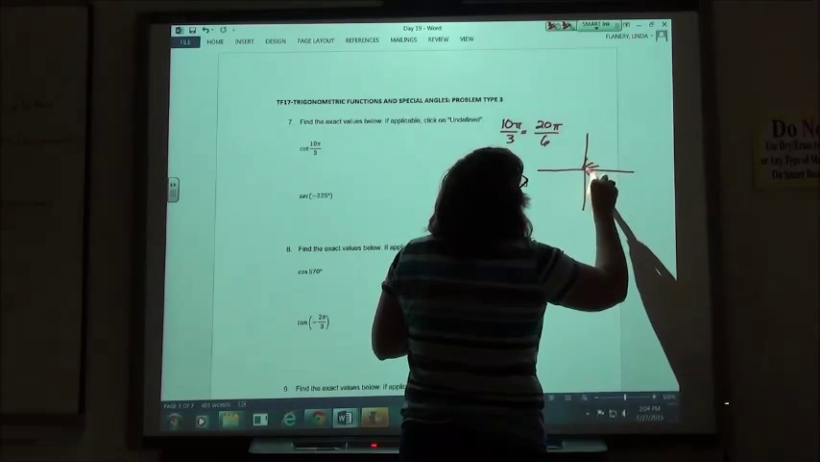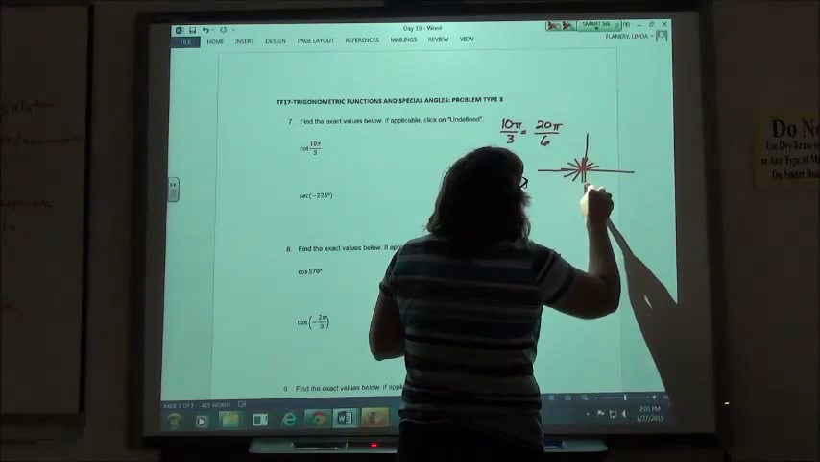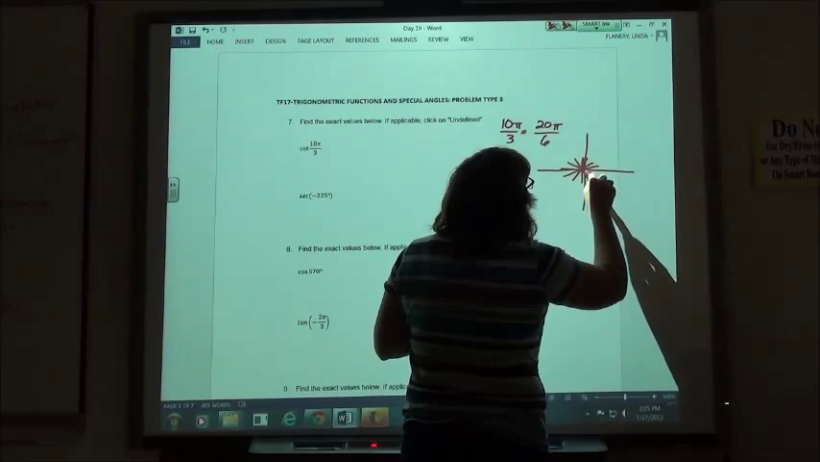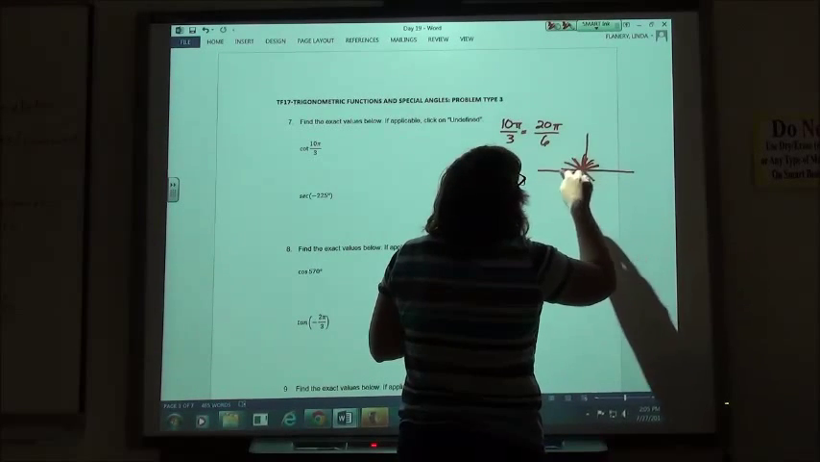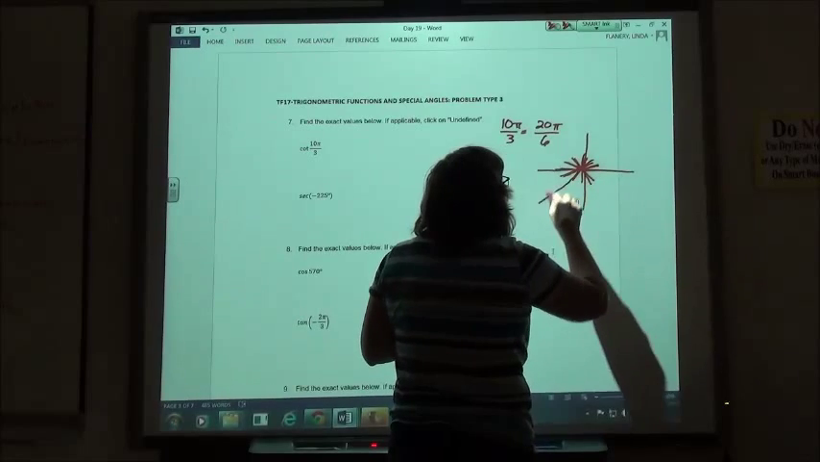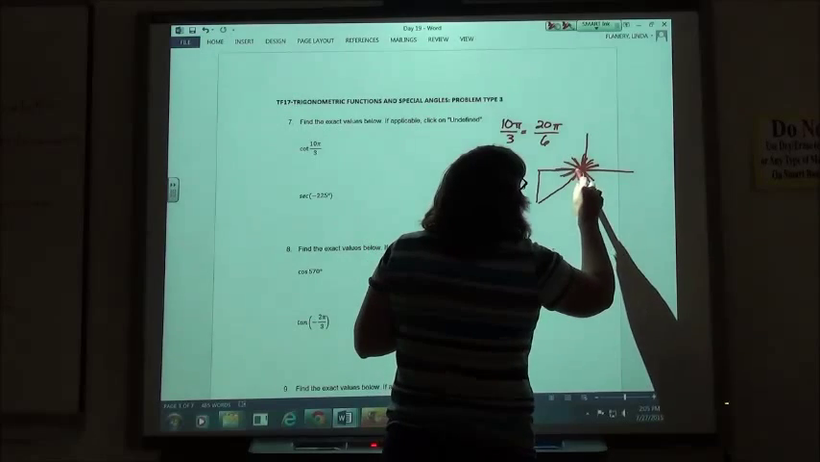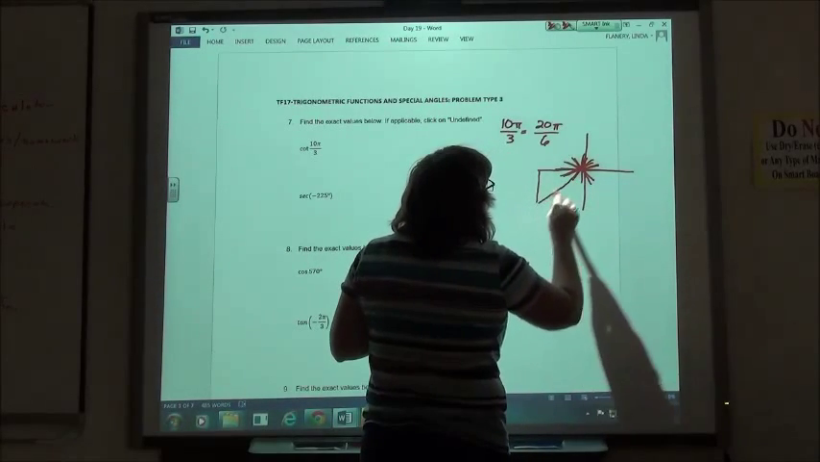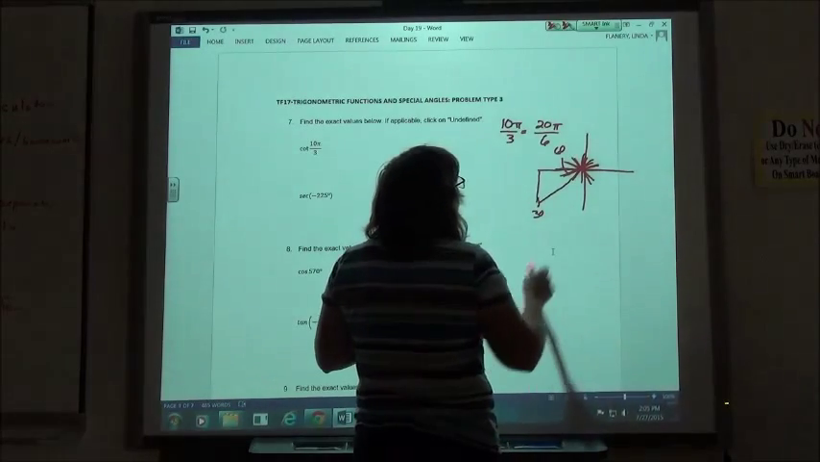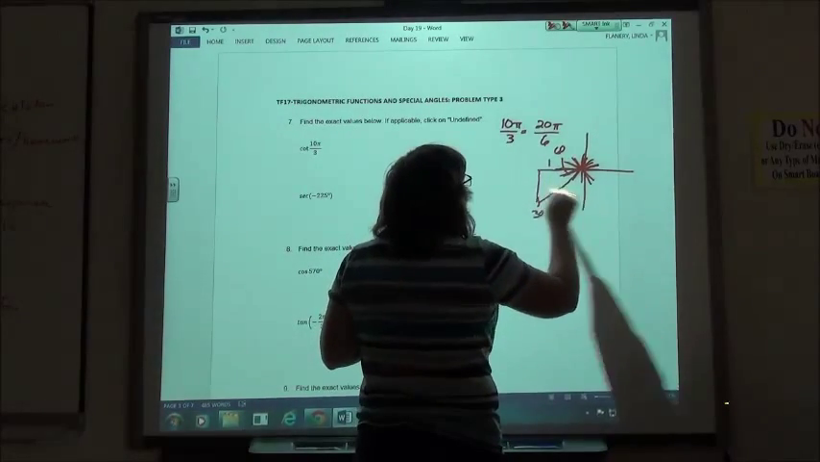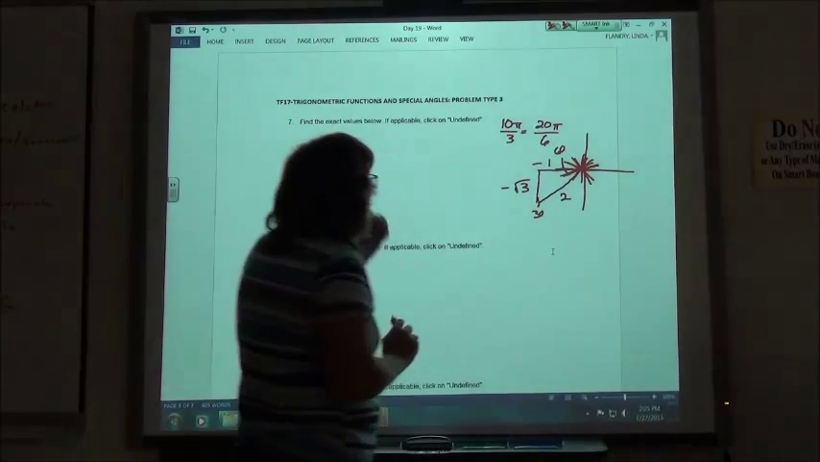1, 2, 3, 4, 5, 6, 7, 8, 9, 10, 11, 12, 13, 14, 15, 16, 17, 18, 19, 20. So that's going to make this a 60-degree angle, that one the 30-degree angle. So 1, 2, square root of 3. This is going to be negative, this is going to be negative.